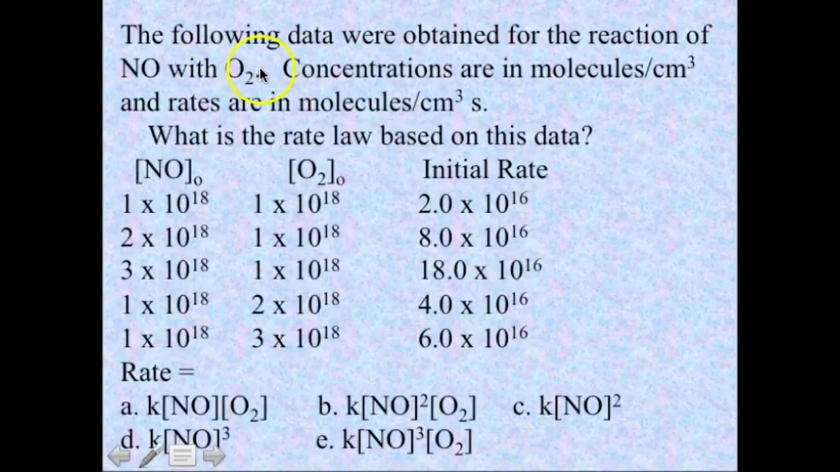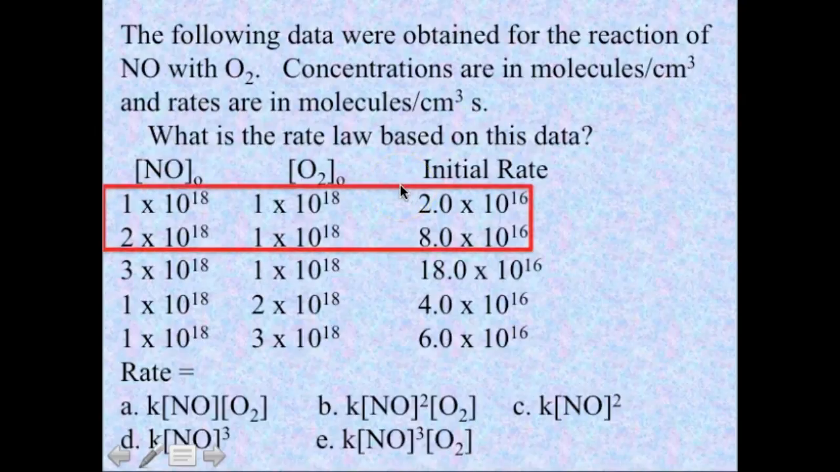Okay, so the following data is obtained for the reaction of nitric oxide with oxygen. Concentrations are in molecules per cubic centimeter. We can call it concentration. What is the rate law based on this data?